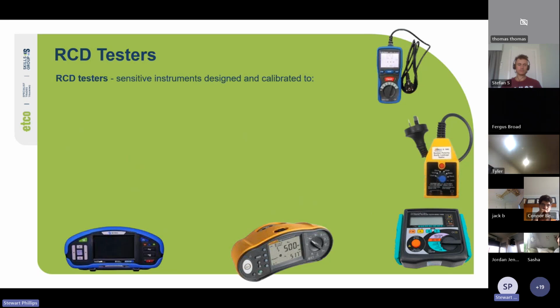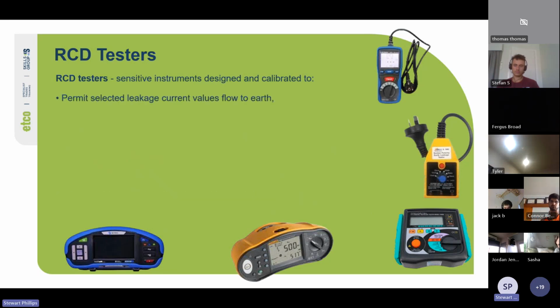Cool. So these are some RCD testers. You've got a Megger down the bottom left, a Fluke in the middle, and I can't remember the name of that. I remember it's an English brand, and those are usually pretty good. And then you've got your plug tester, push button one in the middle on the right, and at the top you've got a slightly better plug-in one.